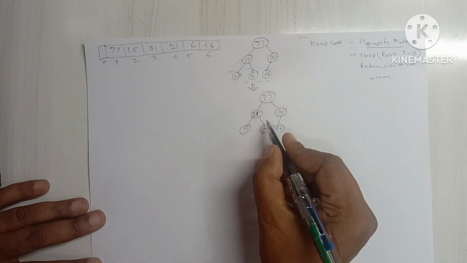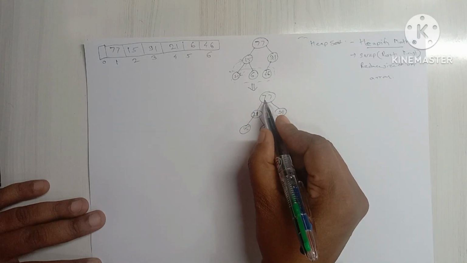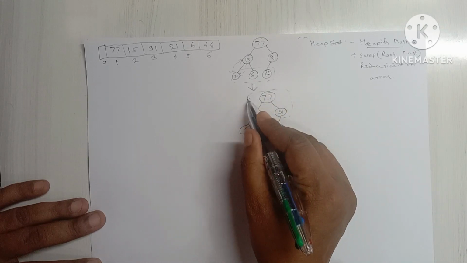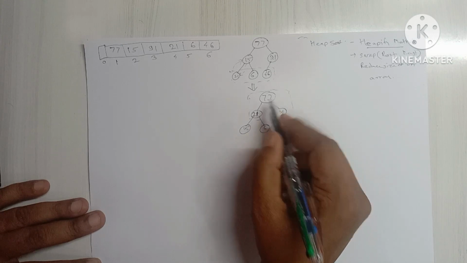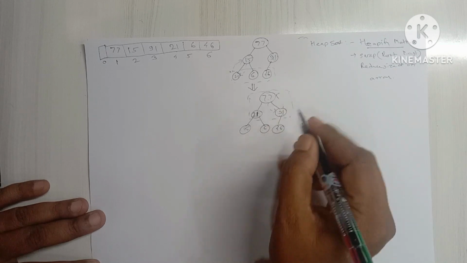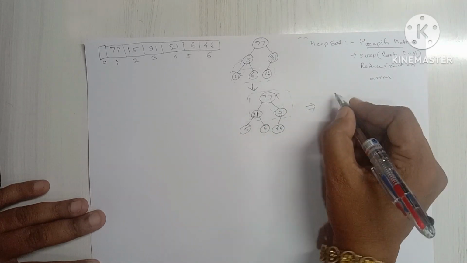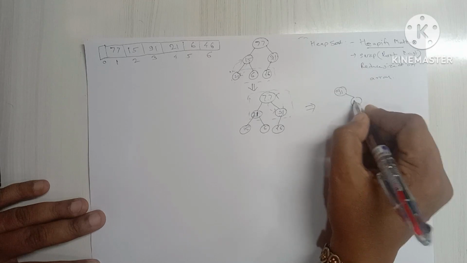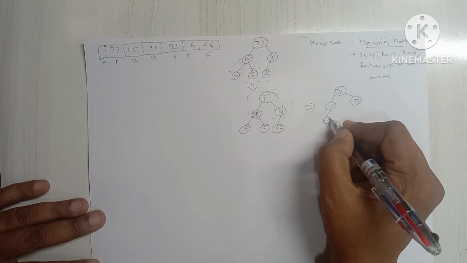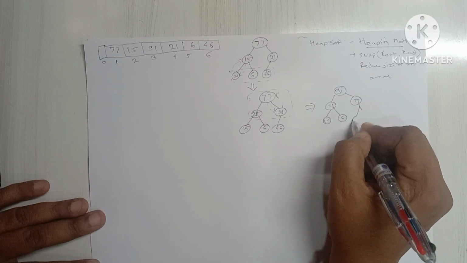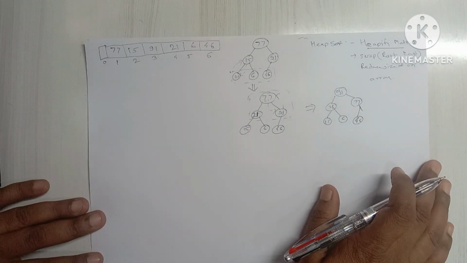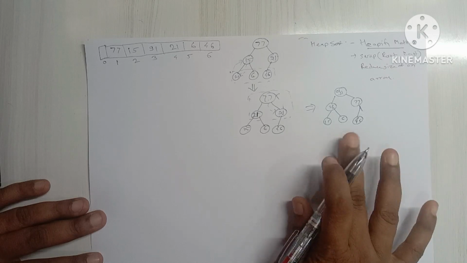Now again we need to process 77. Check whether its value is greater than its children. We need to consider this subtree. This value is greater than its parent, so we need to swap it. After swapping we will get 91 here and 77 here, and the rest of the tree will be the same: 21, 15, 6 and 46. In this way we find the max heap. So this is the max heap.